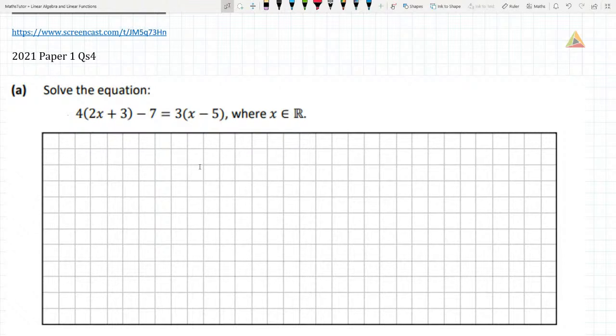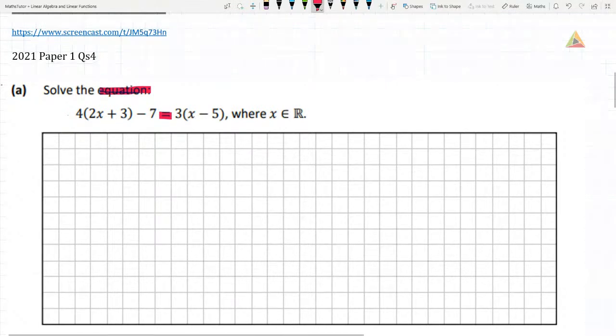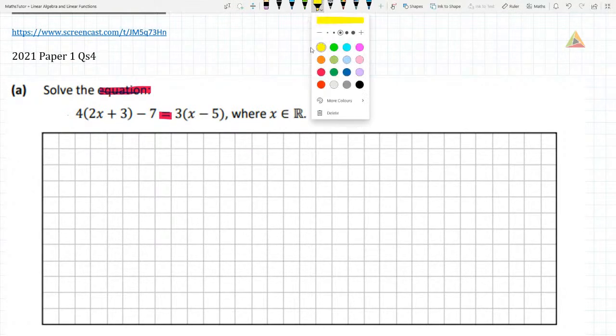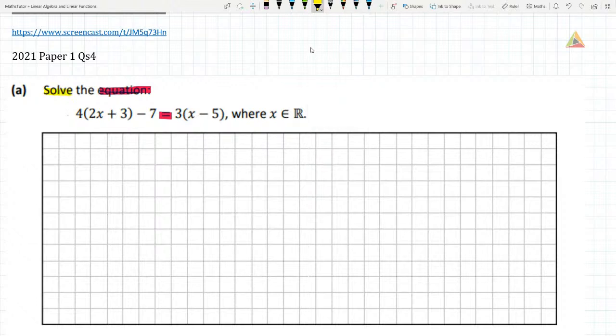So this is question 4 from 2021 paper 1, and it says solve the equation. There's two things that I'm spotting when I look at that. It says equation, and the reason it says equation is because there's an equals. And the other thing that I'm going to spot is that it says solve. So I'm seeing that it's asking me to solve.